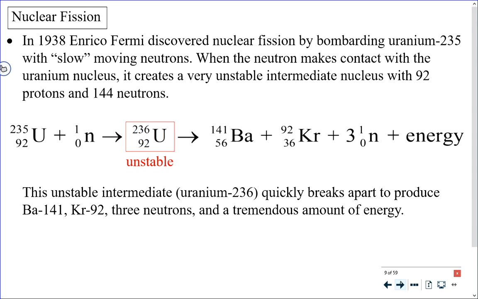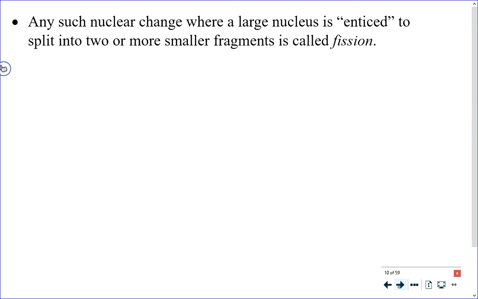So what nuclear fission is, in general, is when you take a nucleus and cause it to break apart into smaller nuclei. Now you'll notice that energy is produced in this change, which means the change is exothermic, and what that means is that there must be a loss of mass. So any nuclear change where you get a large nucleus and you somehow cause it or entice it to split into smaller fragments is called fission.